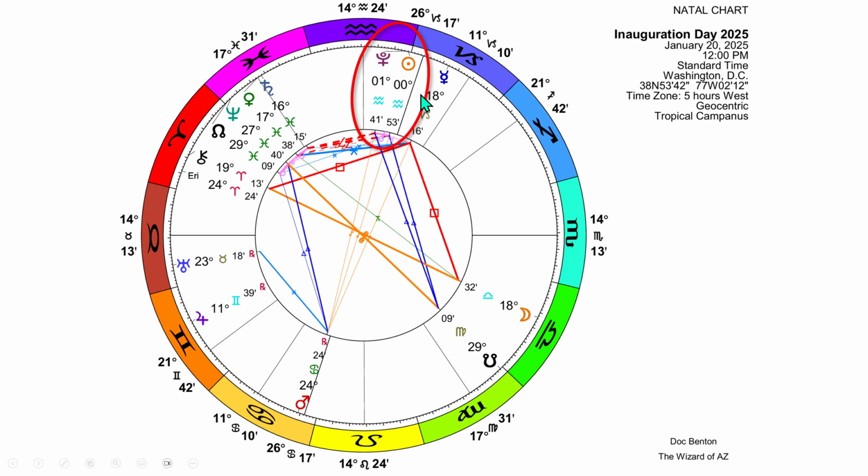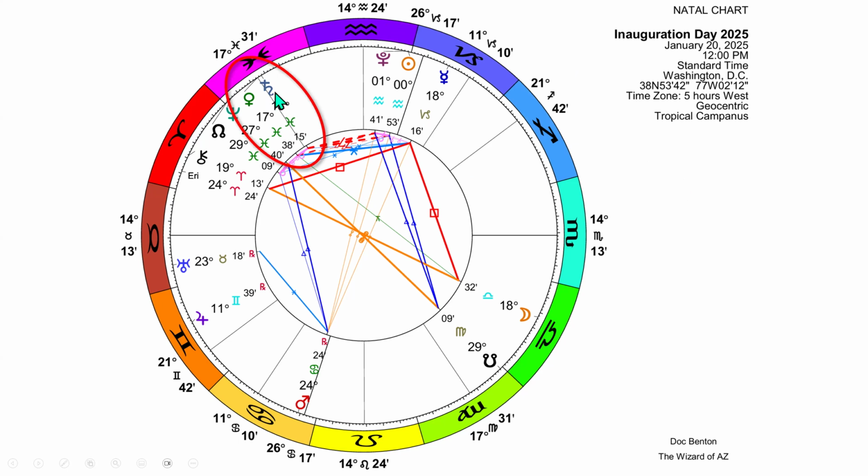Now, with regard to Trump, if we look at this inauguration chart, we see Sun strongly conjunct Pluto in the 10th house, and that's also conjunct the midheaven. So, as president this time around, he seeks power. This will be a very powerful presidency and a very transformative presidency for good or bad. Okay, we certainly see that happening.